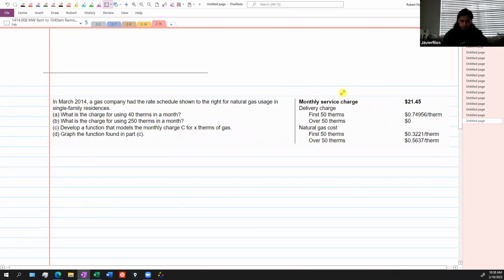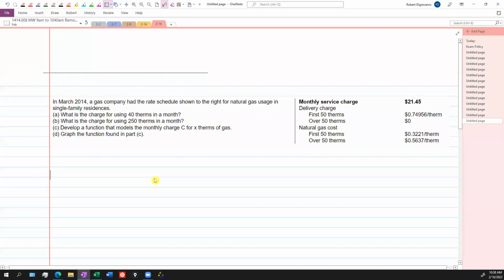Okay. All right, in March 2014, a gas company had the rate schedule shown to the right for natural gas usage in single family residence. Okay, what is the charge for using 40? Develop a function. What's the charge for using 250? Okay, so let's just make sense out of this. First of all, you have your service charge, never changes, always 21.45 all the time, right?